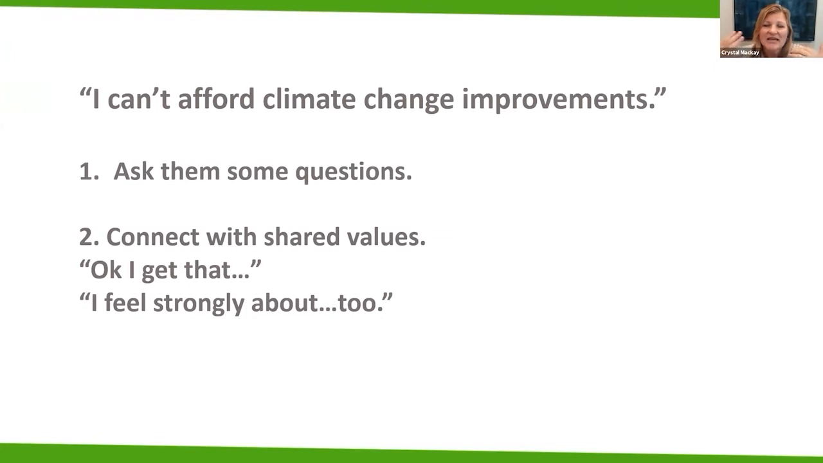So using the techniques that we've been talking about to connect with them with shared values, you need to start by asking them some questions. So, okay, I get that. I feel strongly about this topic too. What about this? Have you considered that you could actually make some economic gains if you position it like this? And just start those conversations to acknowledge that the financial burdens are a reality right off the hop without making them feel defensive. Because the more you make somebody defend their position, the more entrenched in it they'll become.